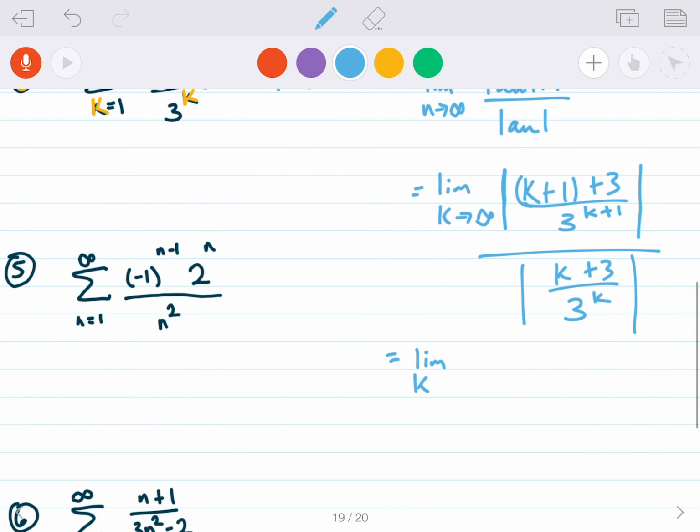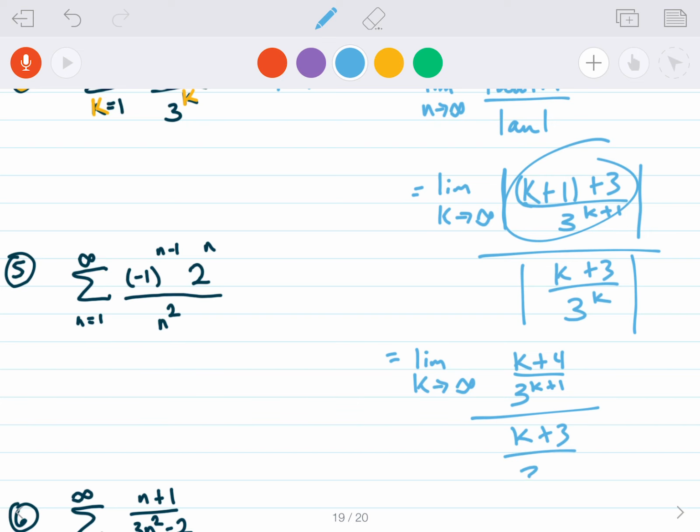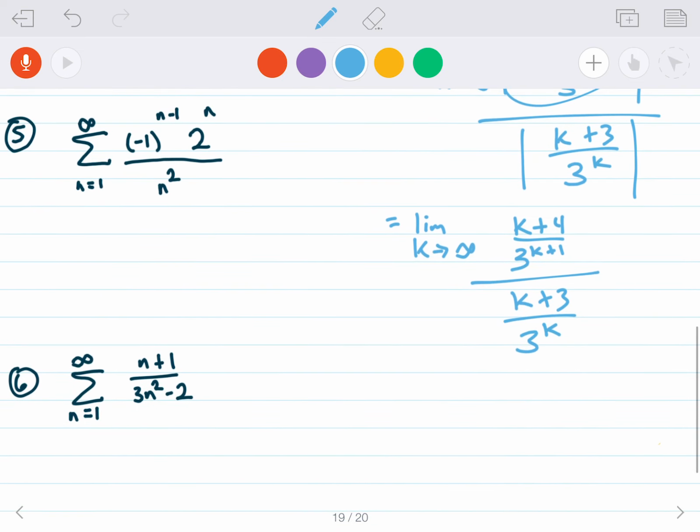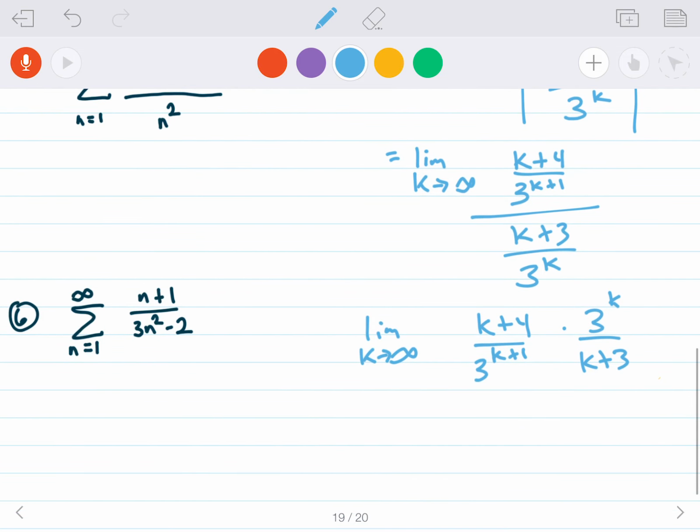All right, let's clean this up. On top, this thing is going to reduce to the absolute value, which is positive, k plus 4 over 3 to the k plus 1. And then on bottom, we simply have k plus 3 over 3 to the k. All right, we have complex fractions, so multiplying by the reciprocal, we have k plus 4 over 3 to the k plus 1 times 3 to the k over k plus 3. And remember, we're still taking the limit as k goes to infinity.